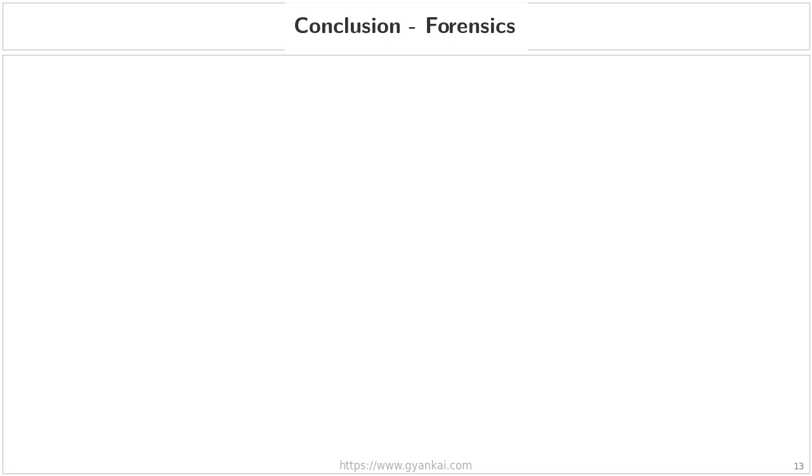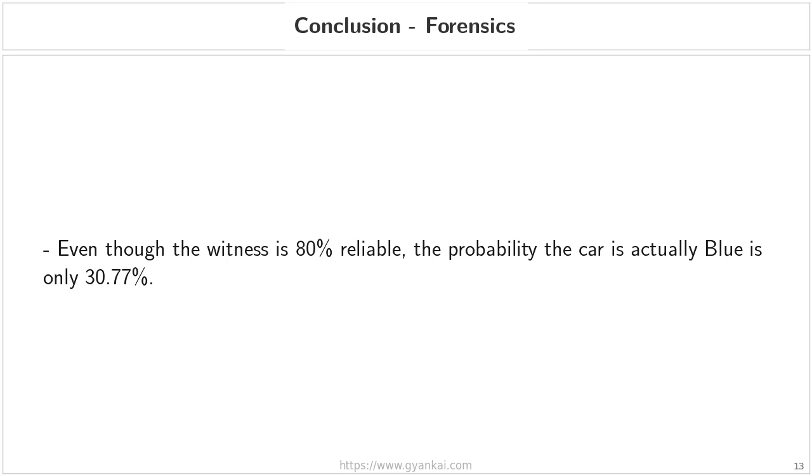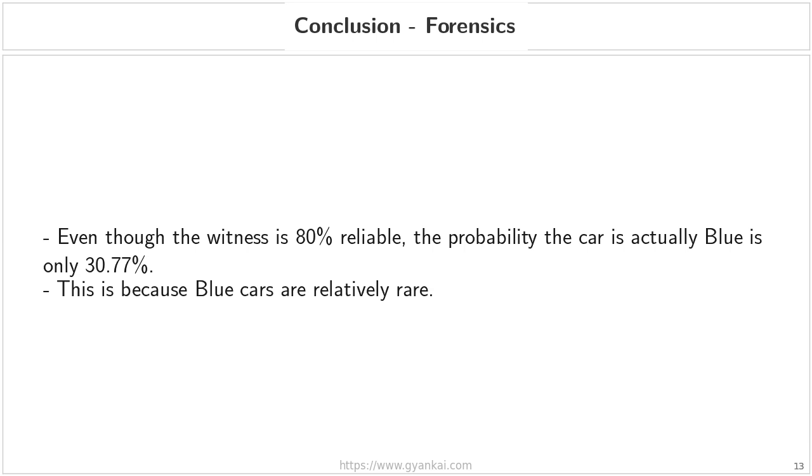Conclusion: forensics. So, let's take a moment to reflect on our results from the forensics example. Looking at our final calculation, we can see that even though we have a witness who is 80% reliable, the probability that the car is actually blue is only about 30.77%. Now, this might feel quite counterintuitive at first glance. You might be thinking, if the witness is mostly correct, shouldn't the probability be higher?